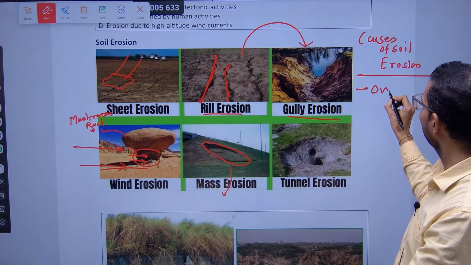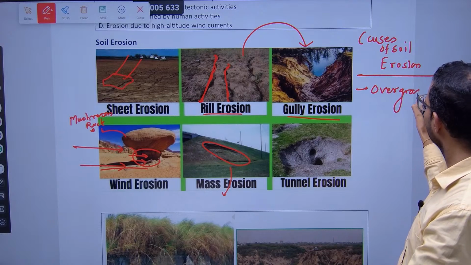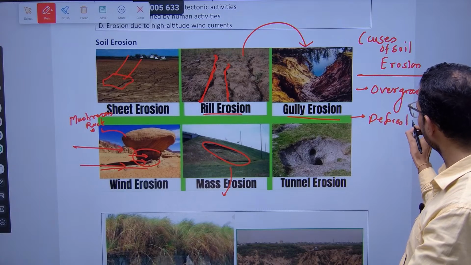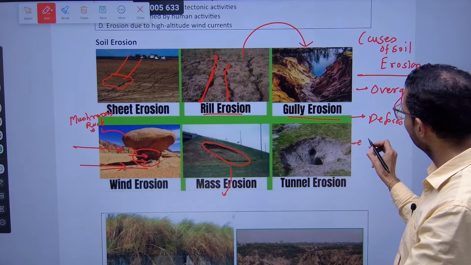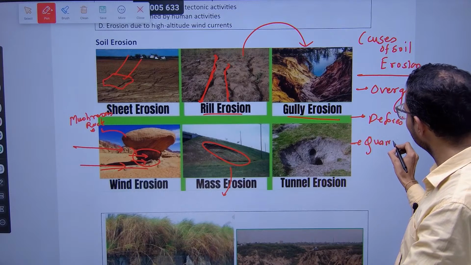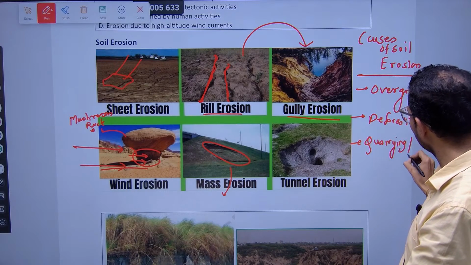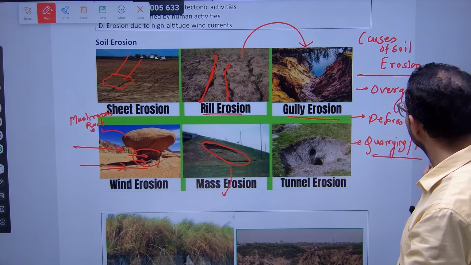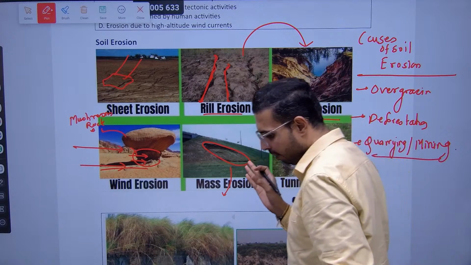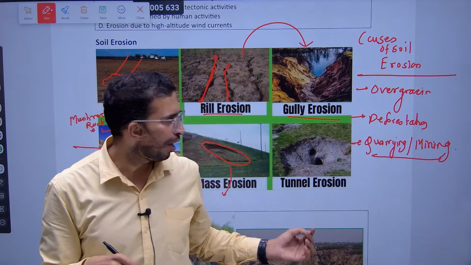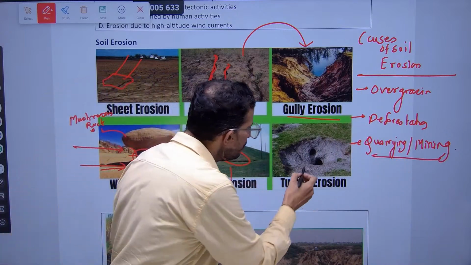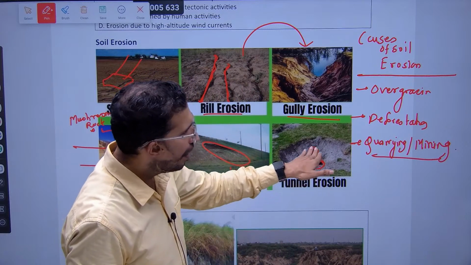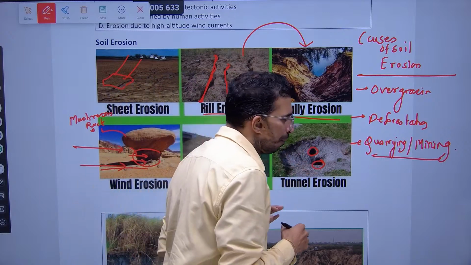It means overgrazing, then deforestation, then quarrying or mining. And these are the forms of the soil erosion. Tunnel erosion: tunnel means having the hole under the soil.